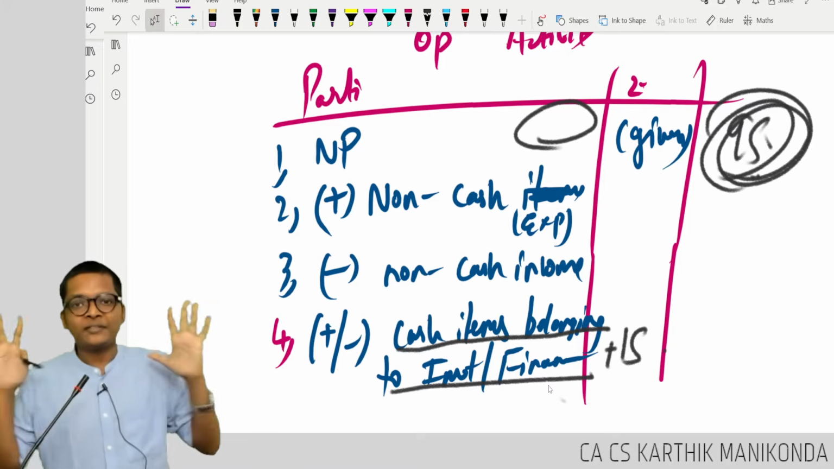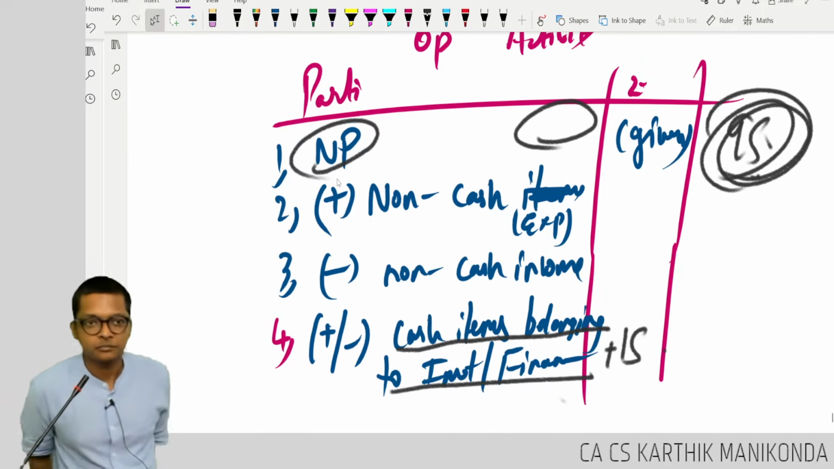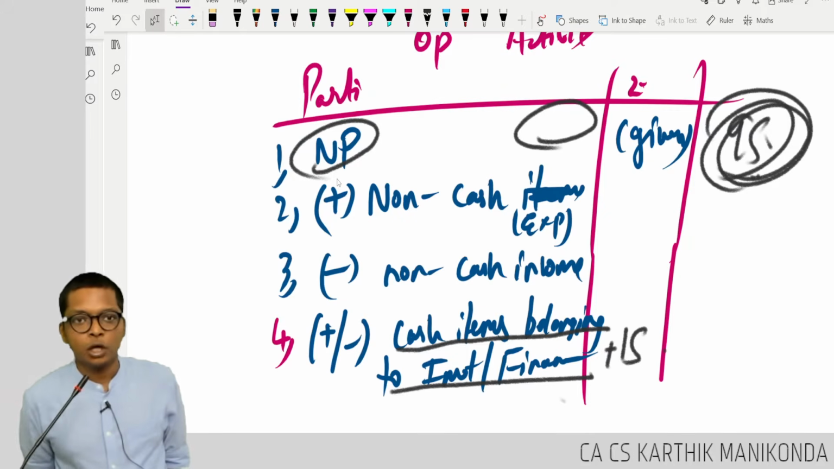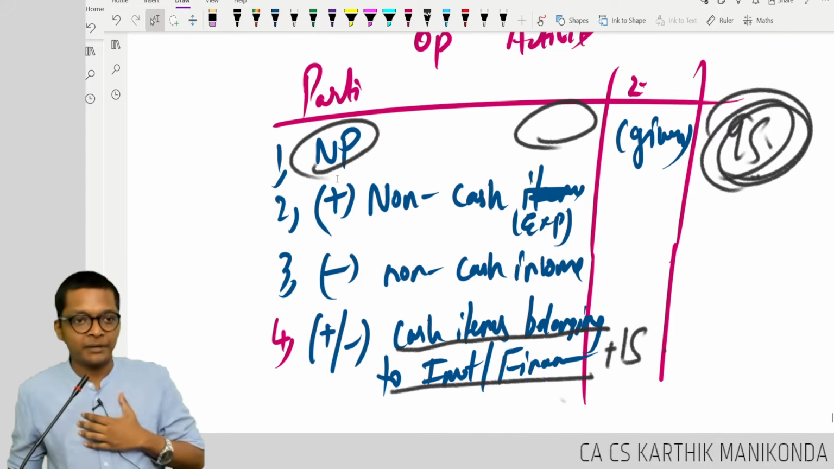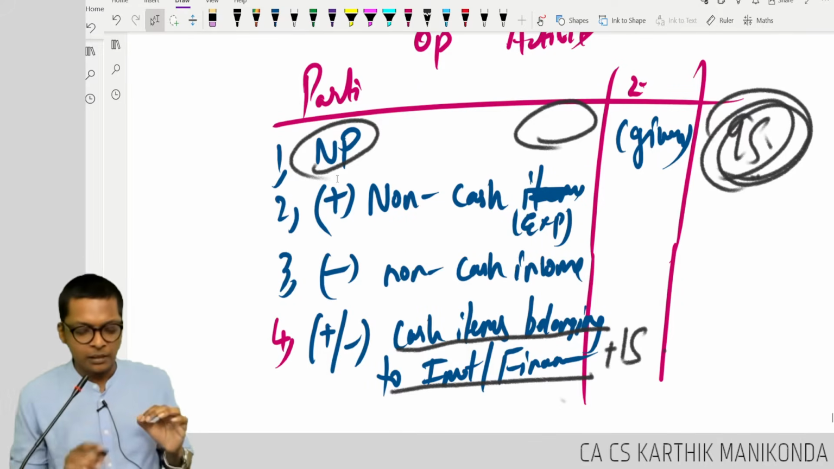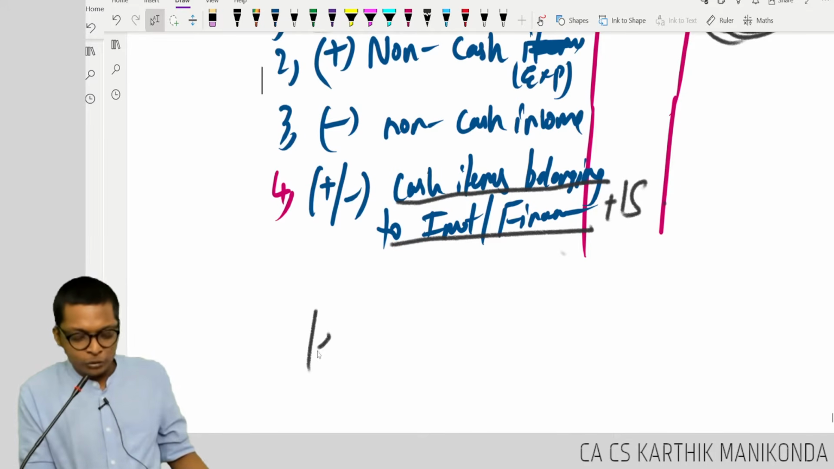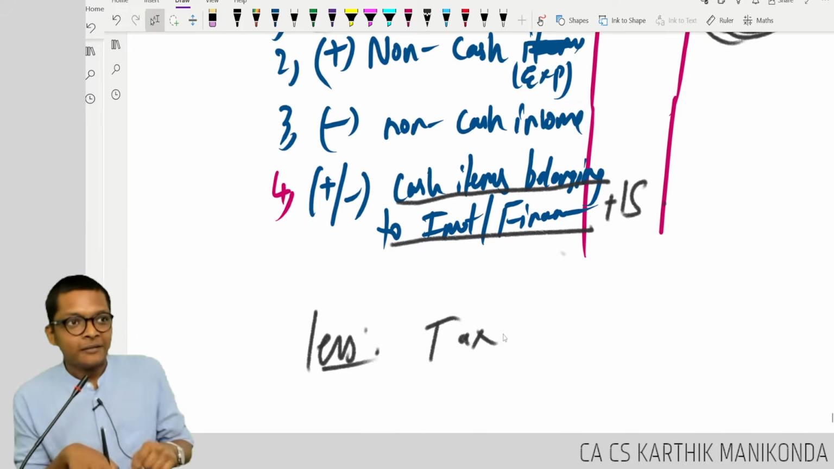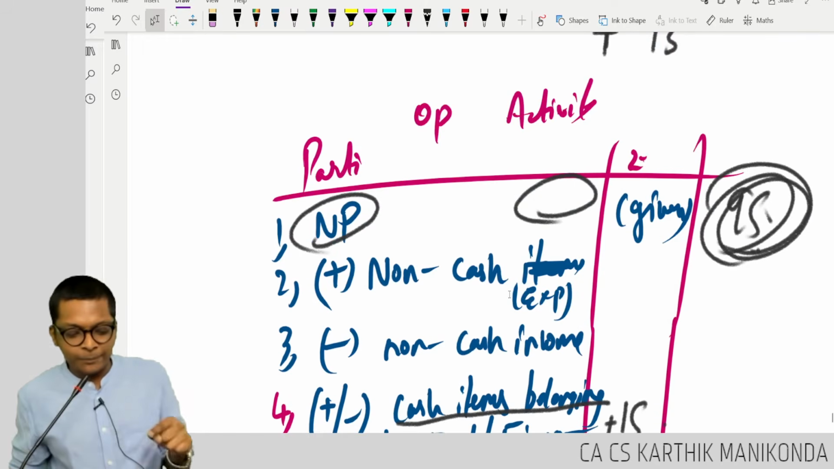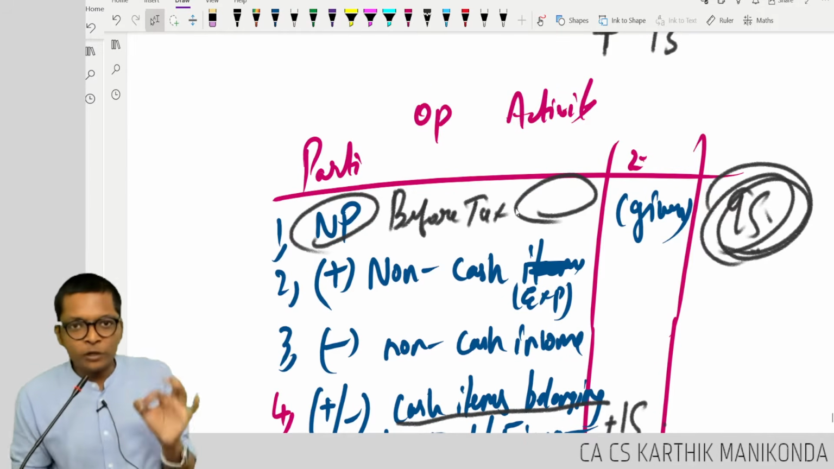So simple. Sir, for exam, should I start with after tax or before tax, sir? Anything works, but we will follow one for our class. Remember, in the direct method, we used to less tax. That means net profit should be before tax.